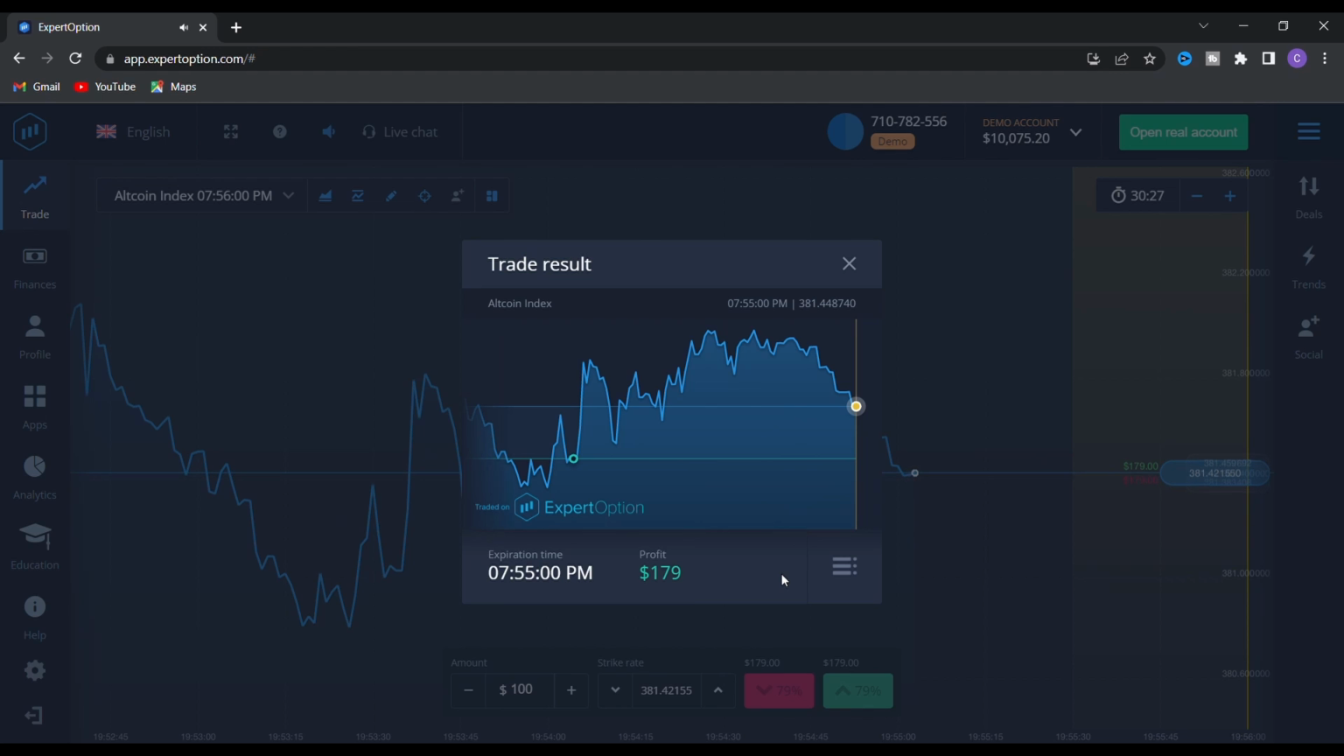As you guys can see, I won this trade and got an $80 profit. I usually do not recommend using this much money for one trade. Always try to put trades lower than $25 so there would be a low risk of losing high amounts of money. Okay, let's get back to the strategy.